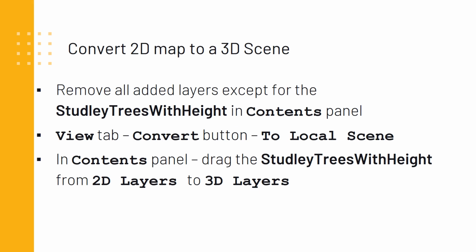Next, we need to convert our 2D map into a 3D scene. So in order to prep for this, I'd like to remove all of the layers except for the studly trees with height from the Contents panel. Then, in the View tab, click on the Convert button, and convert it to a local scene. In the Contents panel, drag the studly trees with height from the 2D layers to the 3D layers.